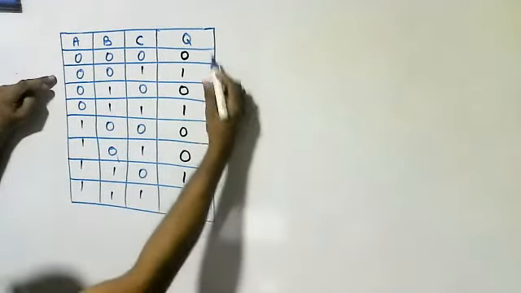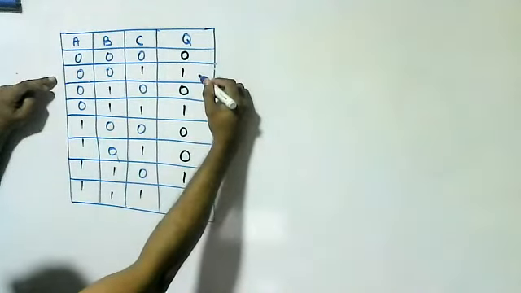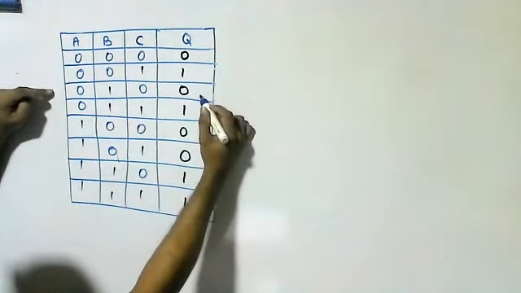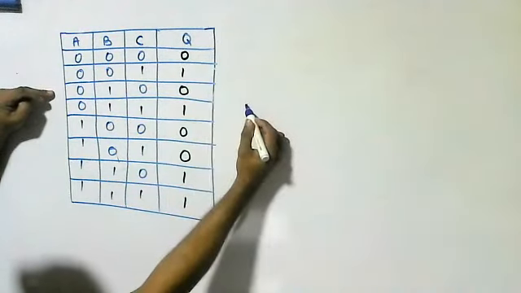Yes, students. So we'll consider this is the truth table given to us. We are going to find out the min terms and the max terms. Whenever the output is 1, we are getting min terms. Whenever the output is 0, we are getting max terms.